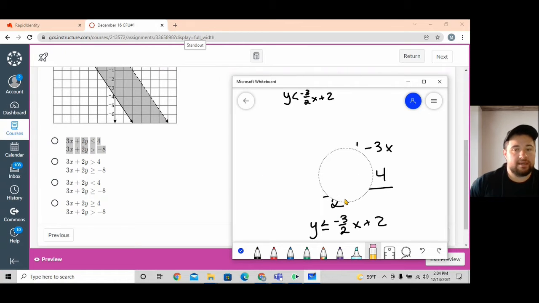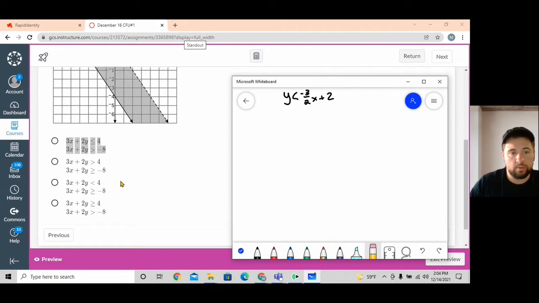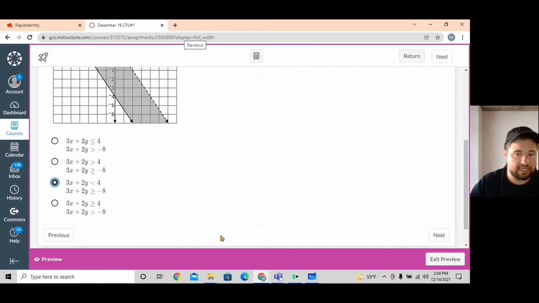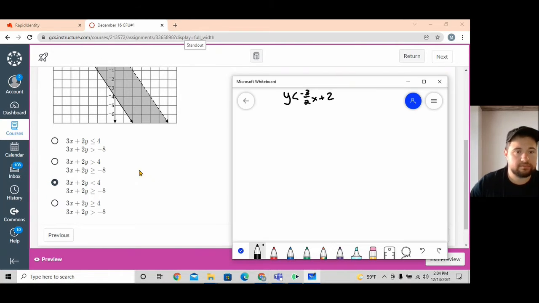And so that leaves me with B versus C. Now, just by the way this equation was written, I can immediately tell that C is the correct answer. But I'm going to prove it to you.